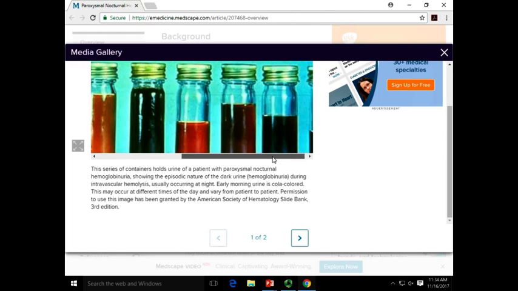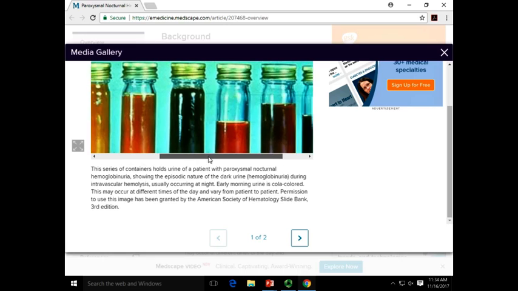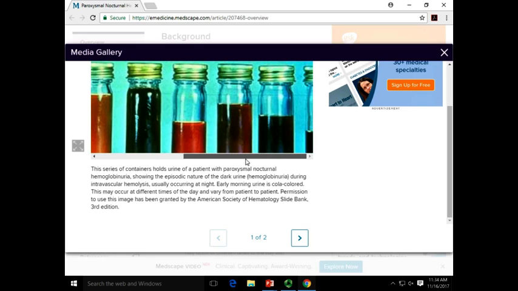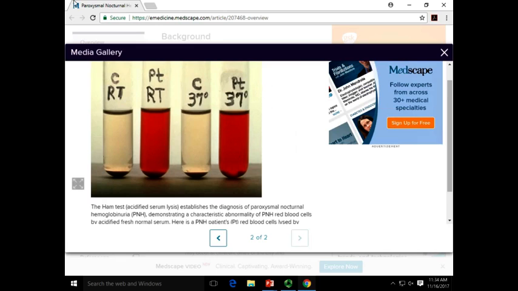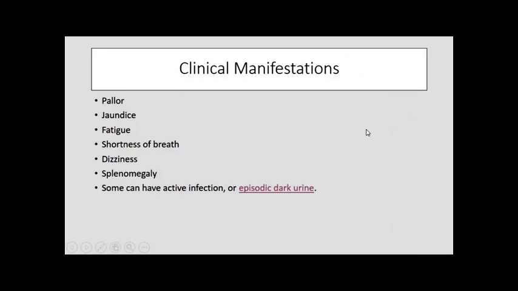Okay, these are samples of the urine of the same patient. Notice how the color of the urine in the early morning is cola colored. Okay, this may occur at different times of the day and varies from patient to patient. Okay, episodic nature of the dark urine. So it's very good to read these things because these are details that help a lot to make our differentials.